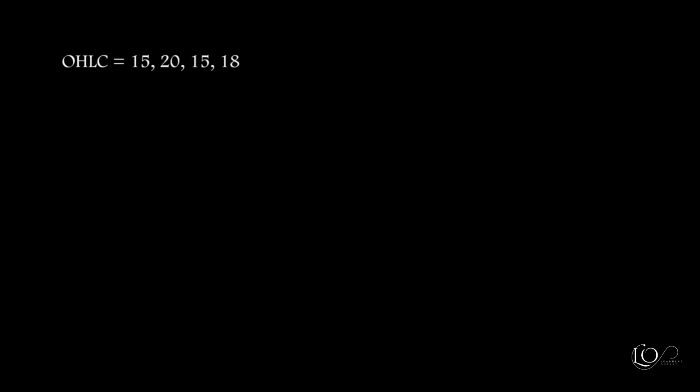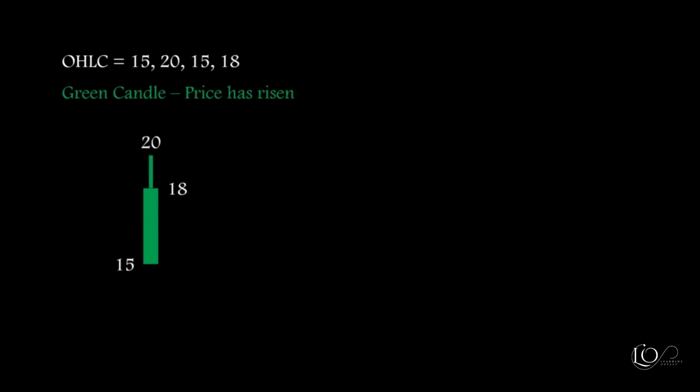The OHLC values are 15, 20, 15 and 18. It's a green candle. Price has risen. We'll start from the 15 and move it all the way up to 18. And then we have the upper wick at 20, but do we have a lower wick? There is no lower wick. That's because the opening price was 15 and the low was also 15.